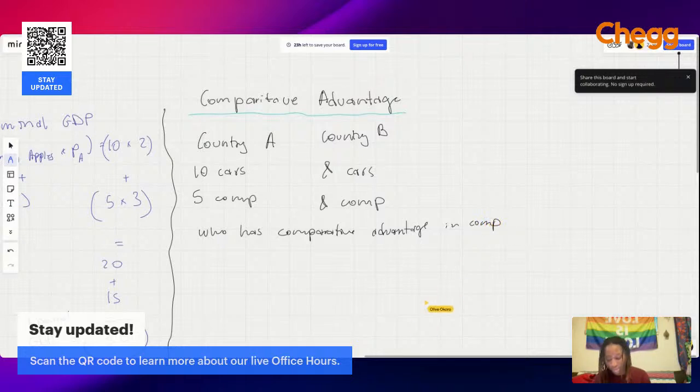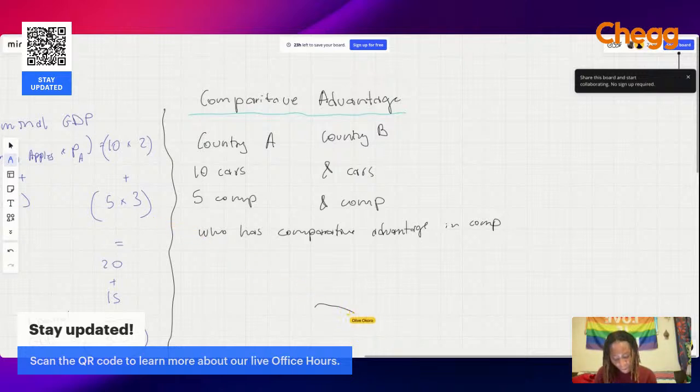So in country A, you can already tell that they have comparative advantage because 2 cars here would mean 1 computer for them. But in country B, it's equal. If they give up 1 car, then they're immediately giving up 1 computer. But there's a mathematical way to actually solve for that. So first, we're going to look at the opportunity cost.